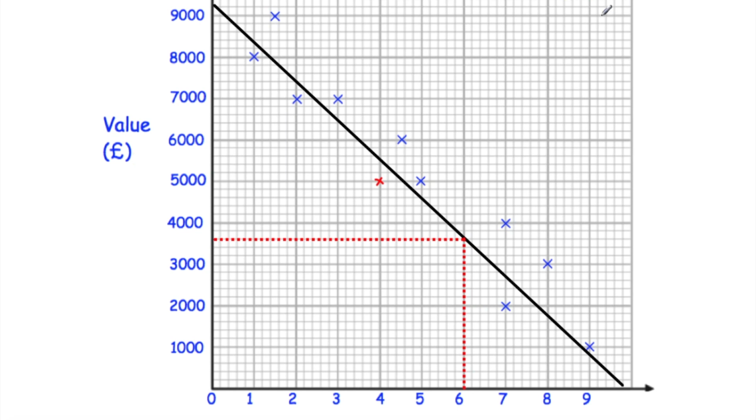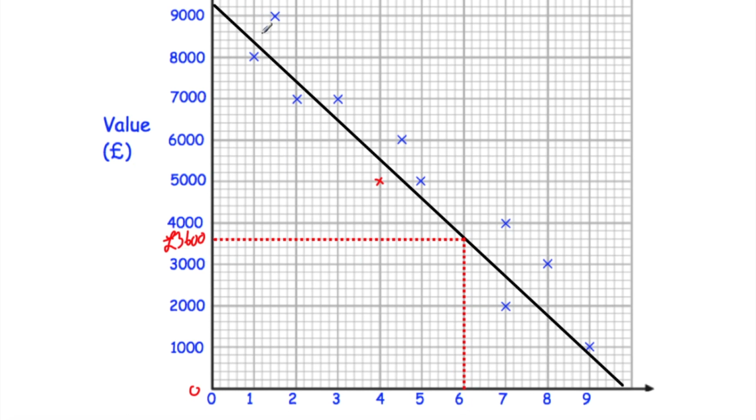Now let's look at our scale and work out what value that car would have. To go from £0 to £1,000, we're going up in 200s: 200, 400, 600, 800, 1,000. So here's 3,000, 3,200, 3,400, 3,600. So based on my line of best fit, the value of a 6-year-old car would be 3,600.